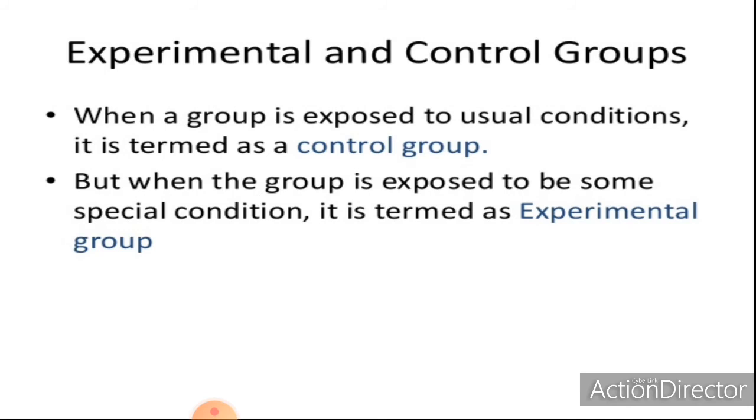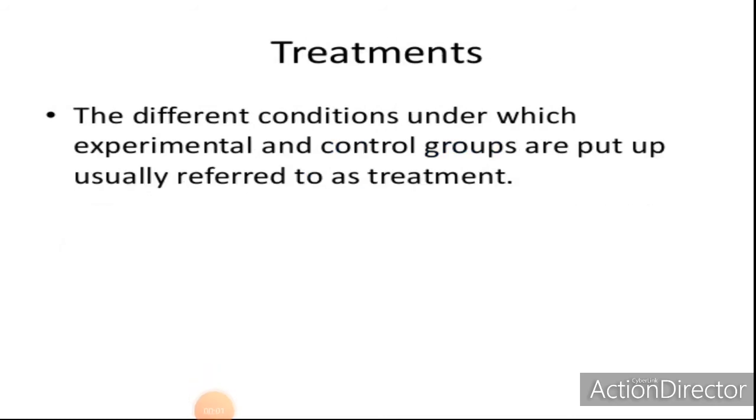Suppose we divide our total students in our class into two groups, that is A and B. A group gets special coaching for attending examination, but B group does not get such special coaching. So the group which gets special attention or special coaching is known as experimental group, and the other group is known as control group.